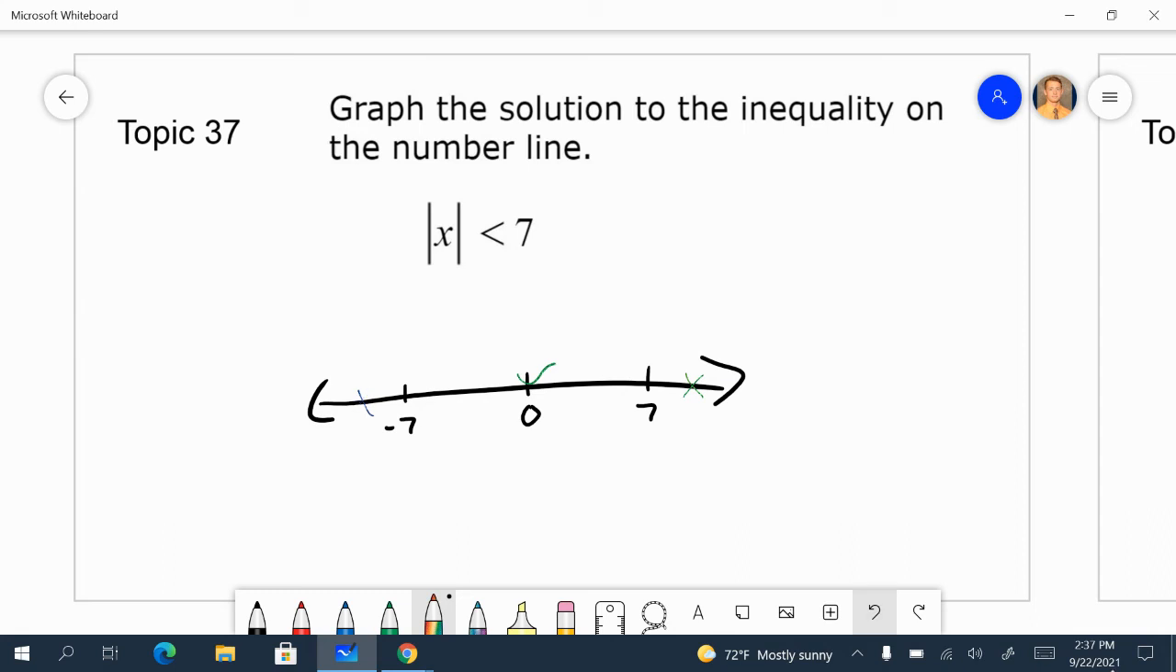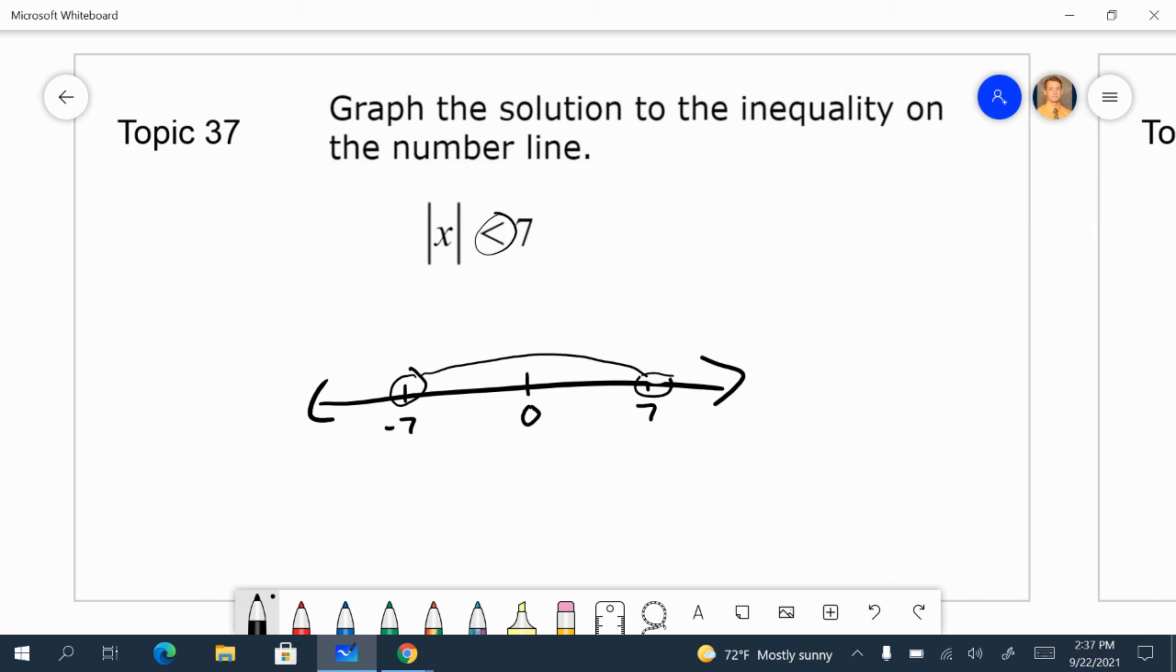So how would I write this as a final answer? As a final answer, I would do this. I see that we don't have an equal sign there, so it's going to be open circles on the 7s, and it's everything between -7 and +7.